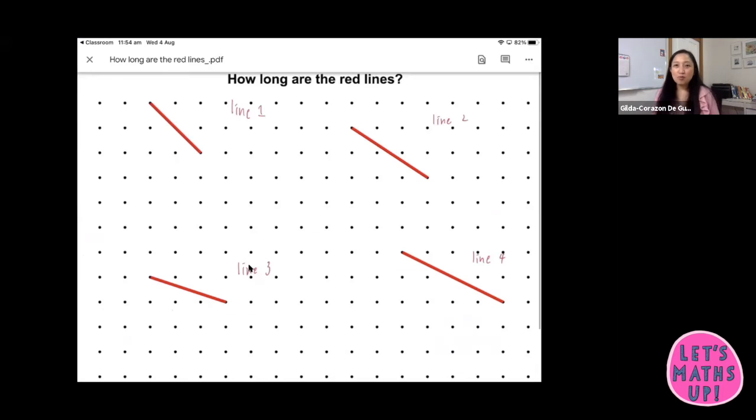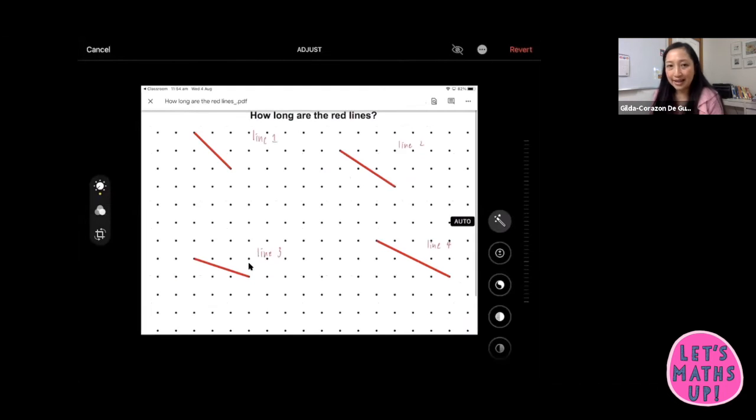Do you remember our warm-up yesterday? This was our warm-up. What I asked you yesterday was to estimate the length of those red lines. Now, we know our Pythagoras theorem. These are all diagonals. Are we able to come up with right angle triangles? Because we know that we can't just draw any triangle, right? They have to be right angle triangles.